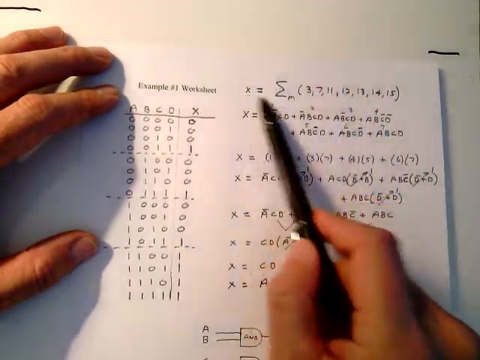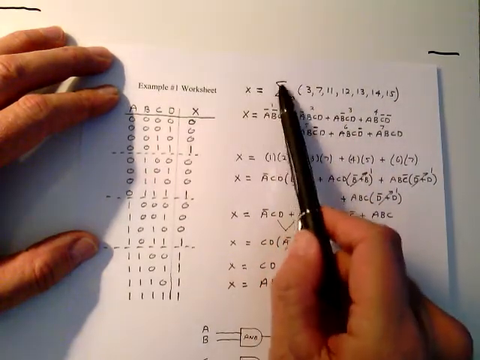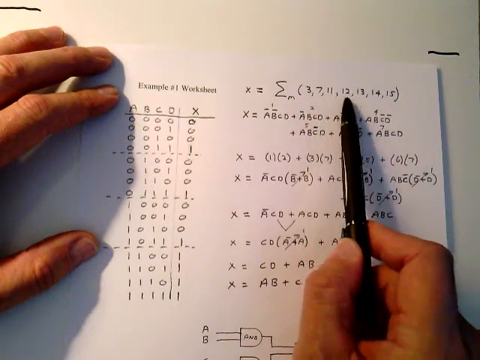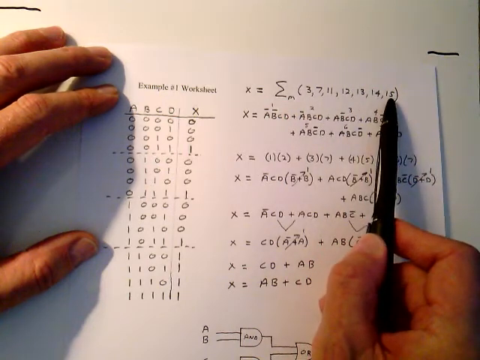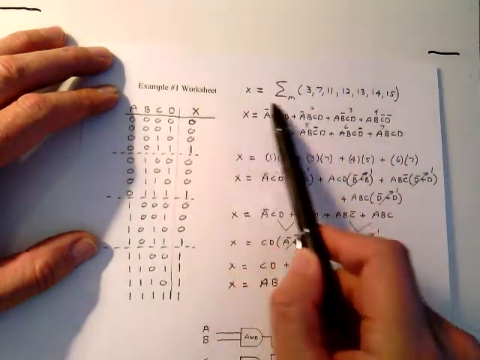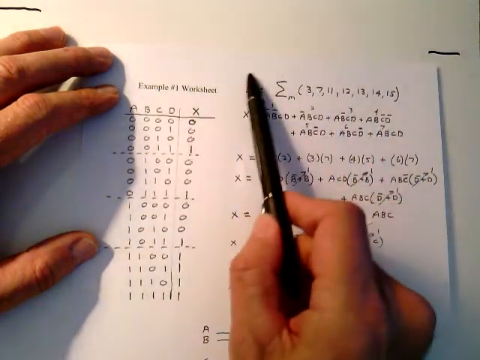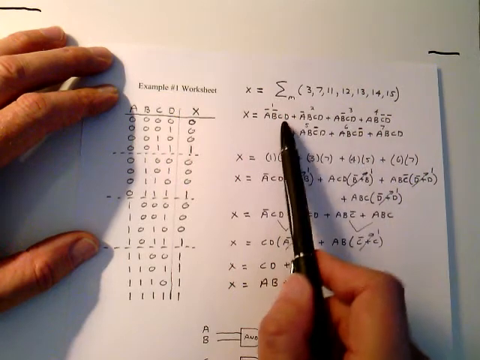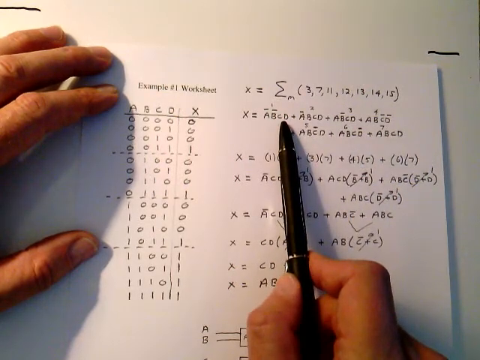So here's my shorthand notation. The output is equal to the sum of the minterms 3, 7, 11, 12, 13, 14, and 15. We'll just hold on to that thought for now. We'll use these when we go to K-maps in the next chapter. But now, in this chapter, we have to use Boolean algebra.